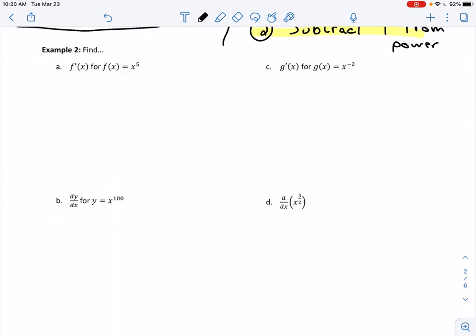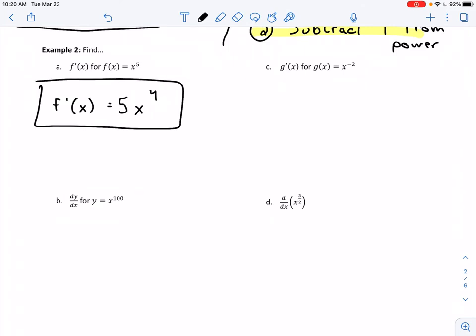So if I'm working with f of x equals x to the 5th and I want to find f prime of x, well, this is just a power function, so I'm going to start by multiplying by my power, which is 5, and then subtract 1 from my power: 5x to the 4th power. And there's my derivative.